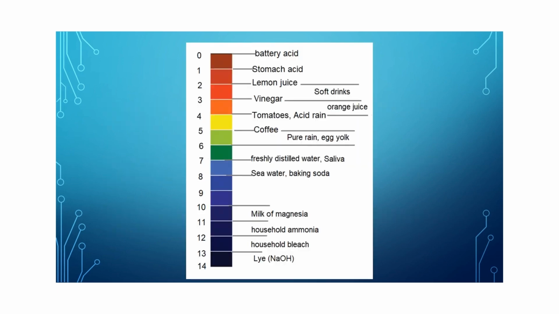Let's discuss the pH of some common substances or solutions that we use in our day-to-day lives or which are found around us. pH 0 and colorless will be obtained with battery acid, strong sulfuric acid.